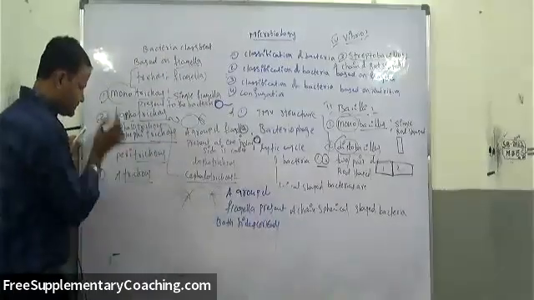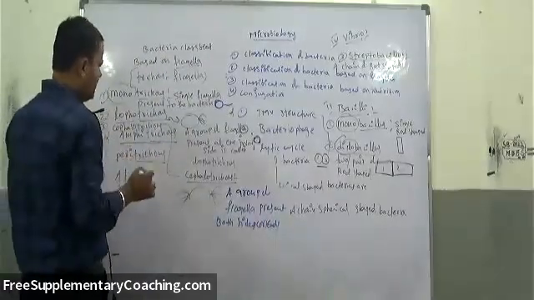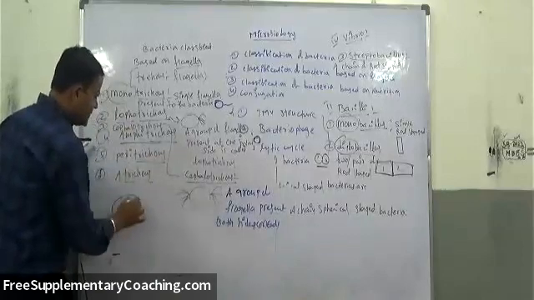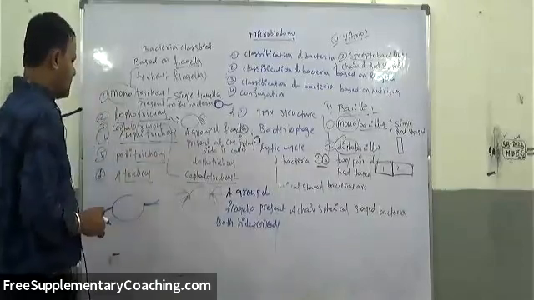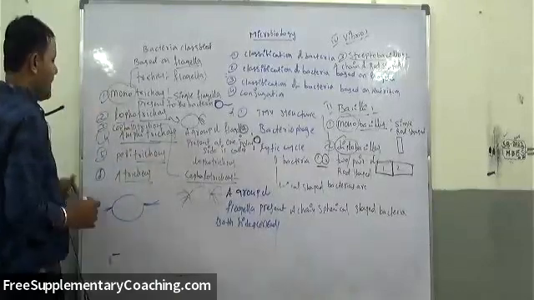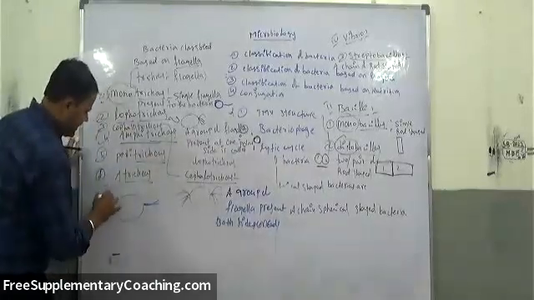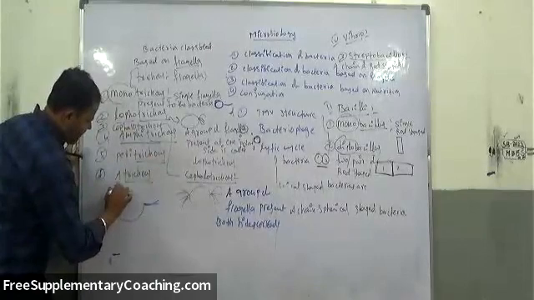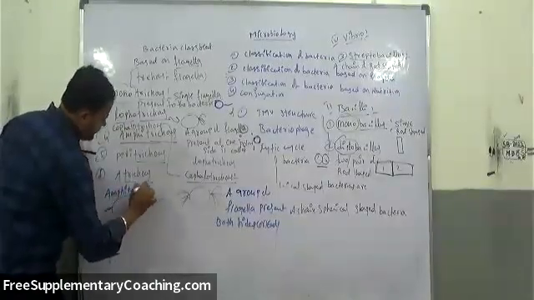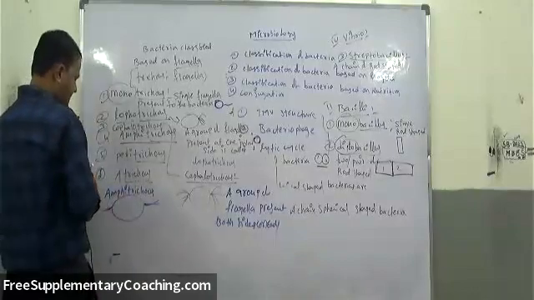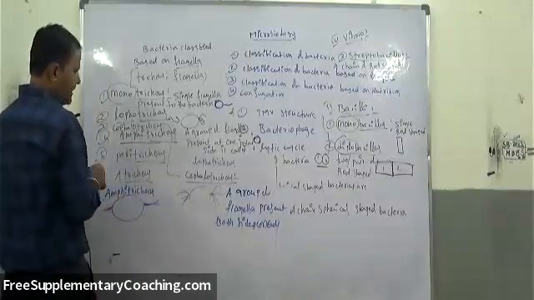Amphitrichous means a single flagellum present at both ends. A single flagellum present at both ends is called what? Amphitrichous. Single flagella present at both ends are called amphitrichous.